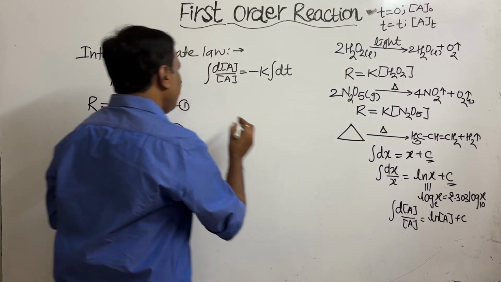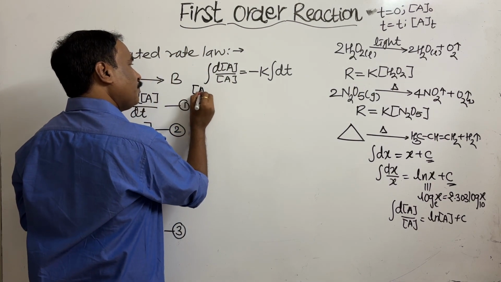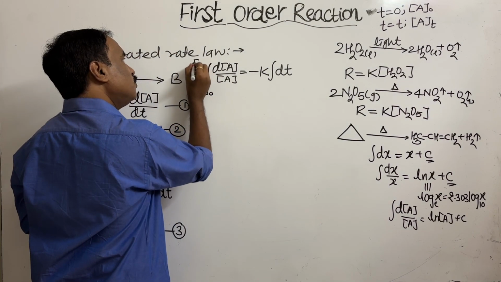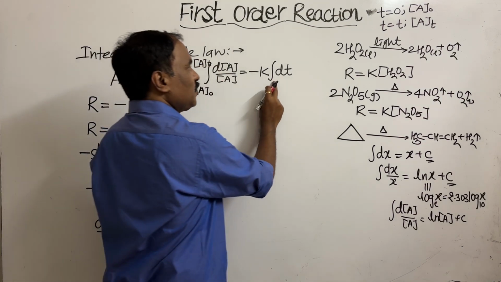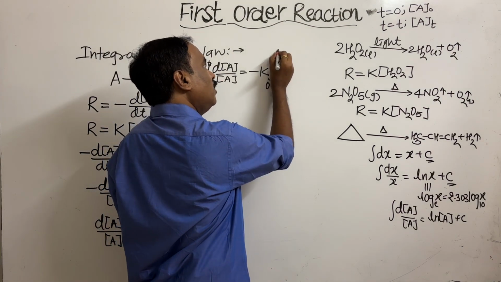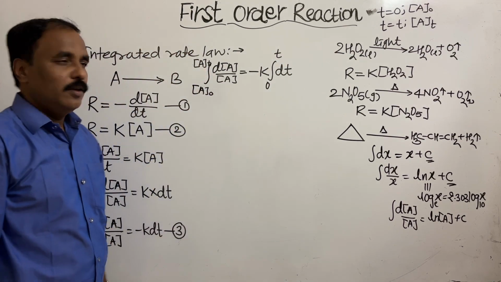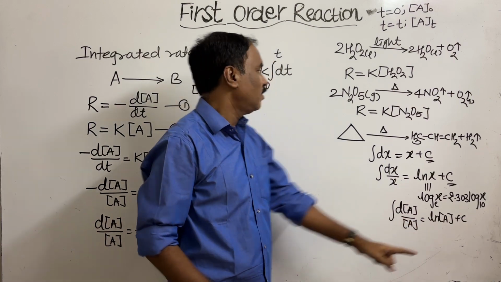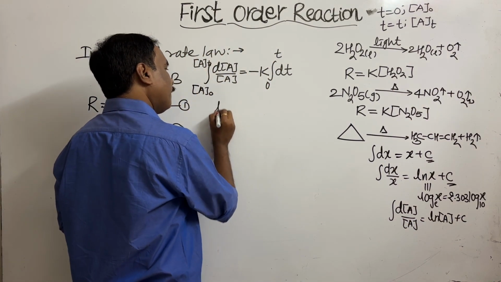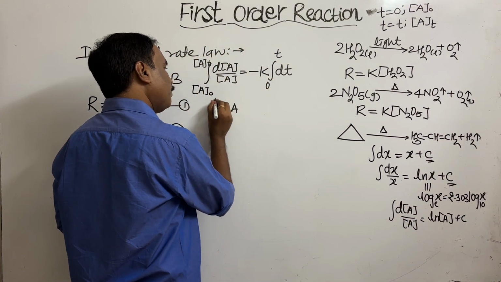So by putting limits here it is A0. Your final concentration after time it is AT. Exactly in case of dt, here it is 0 and t. So what is integration of dA upon A? It is log of A. So we can write log of A.